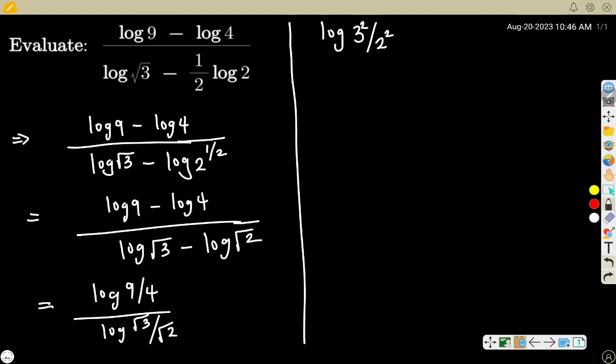divided by log square root of 3 divided by square root of 2. Now this square root of 3 divided by square root of 2 can have common roots. In surds, if I have root a divided by root b, everything will be square root of a over b. So I will apply that rule now. So this becomes log square root of 3 divided by 2. So they have common roots.